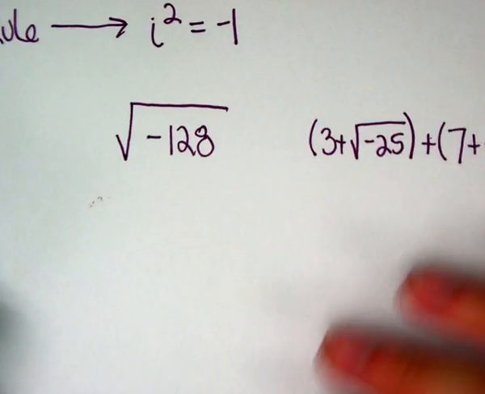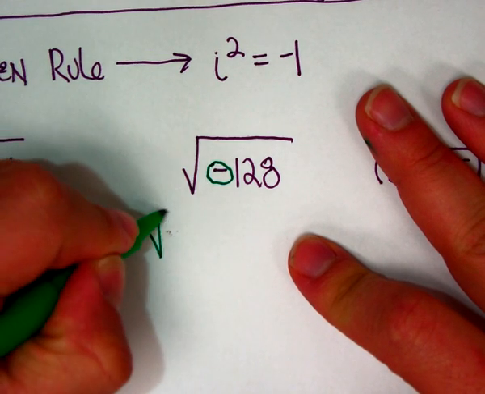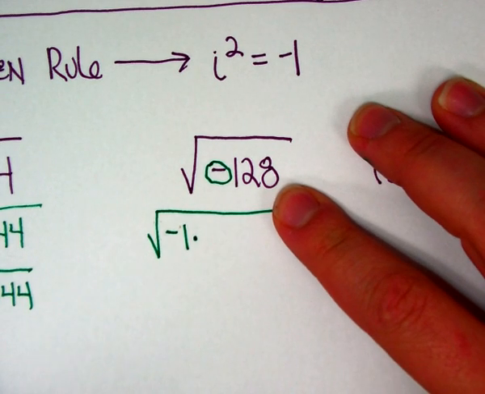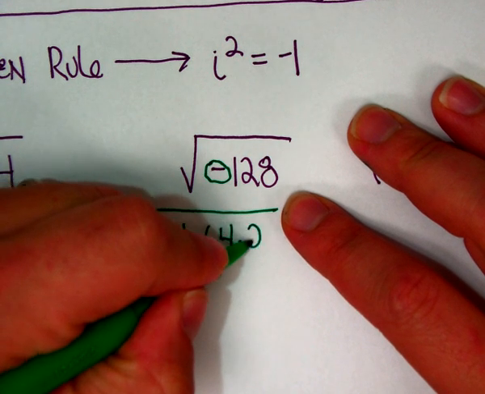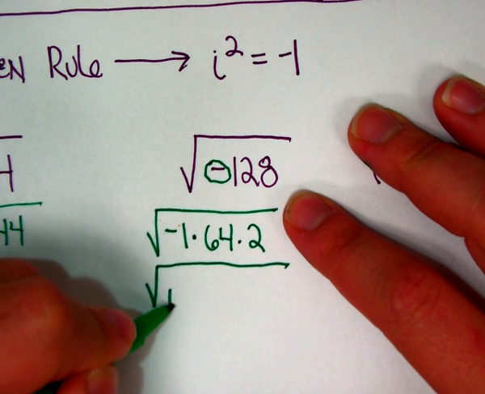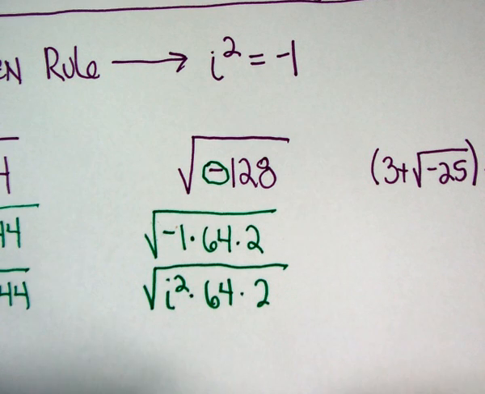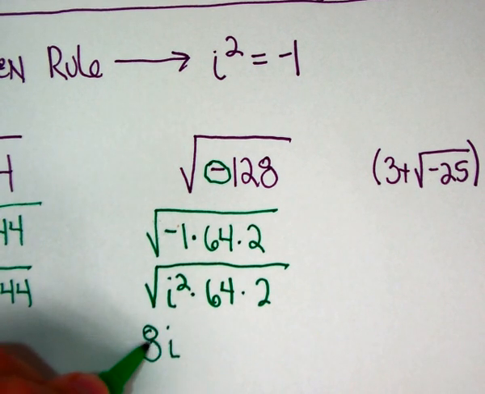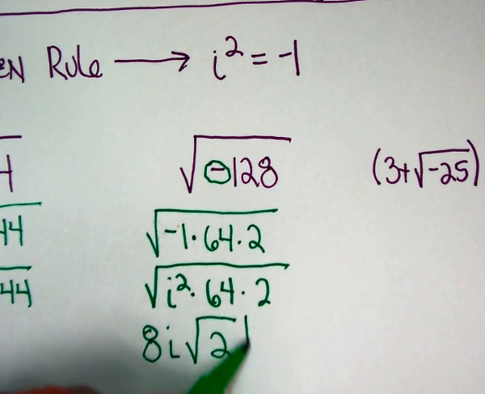Same thing will hold true with a problem where you have to do some simplifying. We know that the negative is the same thing as a negative 1. 128 is not a perfect square, so if we broke this up into separate parts, this will be 64 times 2. Now let's change this negative 1 first to an i squared. If we take the square root of each portion, i squared will just be an i, the square root of 64 will be an 8, and the square root of 2 we can't do, so it's going to stay as the square root of 2. And this will be our final answer.